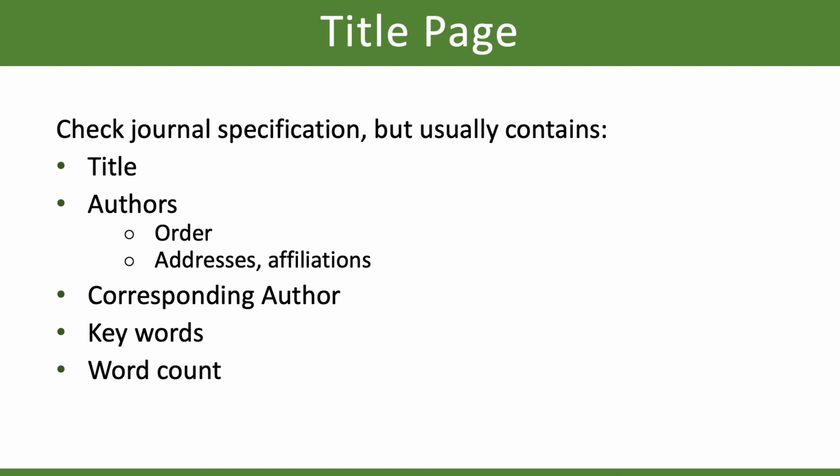But usually, for most journals, they would require the title, a list of all the authors in their correct order, a list of the addresses and affiliations of all authors, and an indication of which author will be the corresponding author, along with their email address and their contact phone number. Most journals also require the word count of the entire manuscript to be stated on the title page, and also a list of keywords. And we will now talk about keywords in a bit more detail.